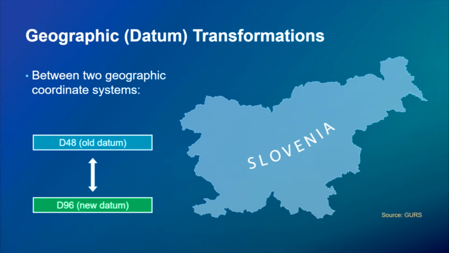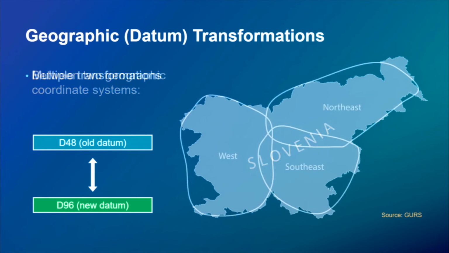So in my slides and later as well in my demo, I'm going to use an example of Slovenia. Slovenia is a Middle European country that changed their datum in 2008 from D48 to D96. And at that time, the government also provided transformations to go between the coordinate systems.